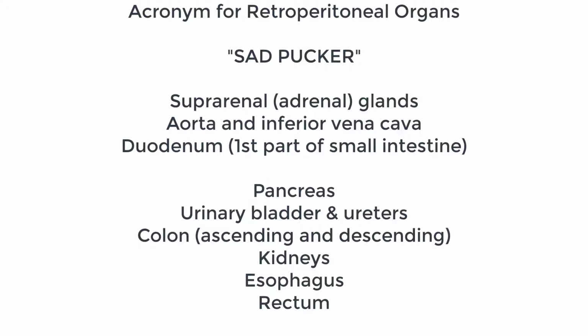So SAD PUCKER stands for suprarenal, which are the adrenal glands, the aorta and inferior vena cava, the duodenum, which is the first part of the small intestine, the pancreas, the urinary bladder and ureters, the colon, both the ascending and descending portions, the kidney, the esophagus, and the rectum.